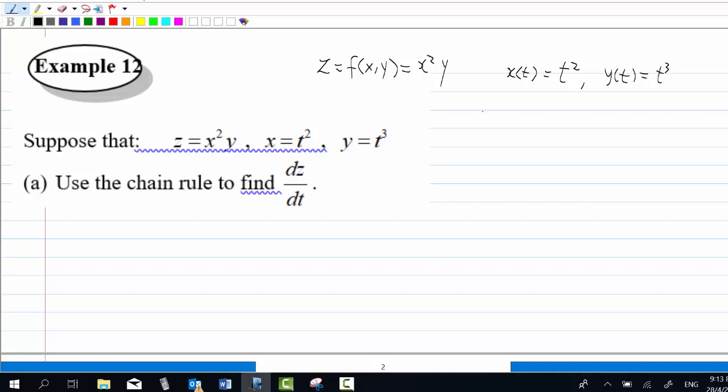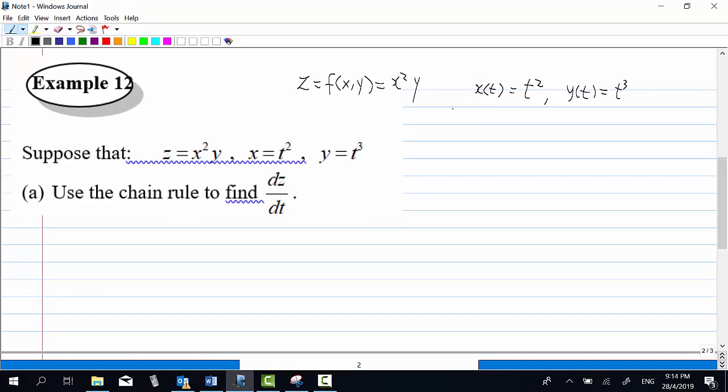First, because z eventually is a function of time, we can do dz/dt. Because z depends on x and y, and x depends on t, and y depends on t. So eventually, z is a function of time. Therefore, we can find dz/dt.